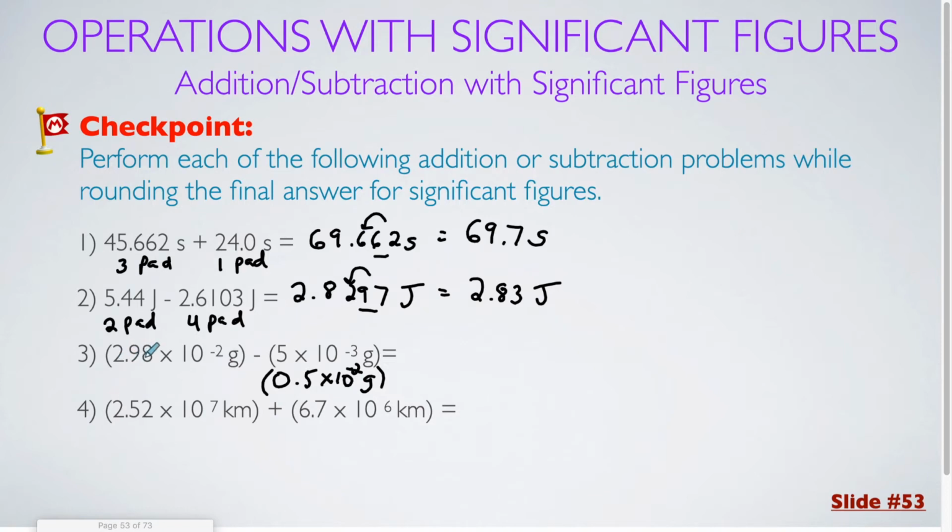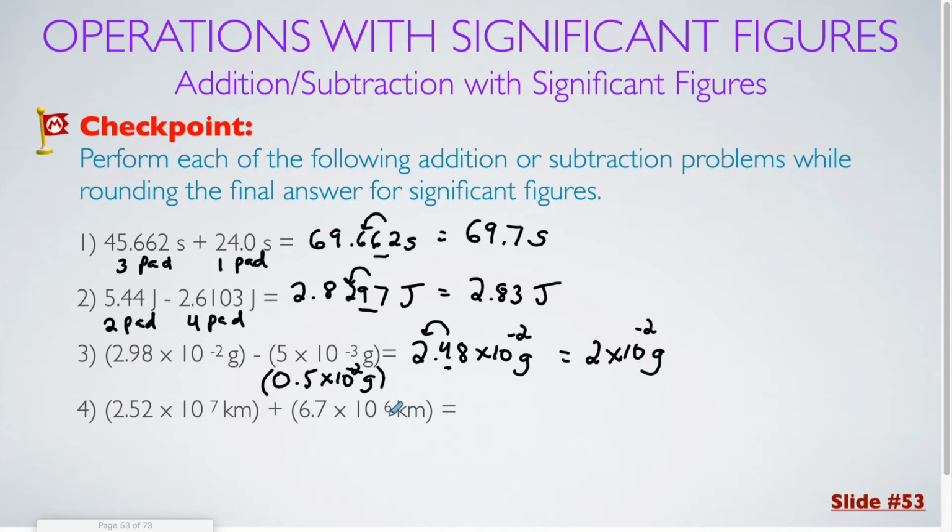So I have 2.98 minus 0.5. That's pretty simple. We have 2.48 times 10 to the negative second power, and our unit here is grams. All right, now we have to do the rounding part for significant figures. Based on my original values here, I had 2 places after the decimal and 0 places after the decimal. This was a whole number. So I'm going to have to round this to a whole number too. The 4 is not enough to round up the 2. So this is going to be 2 times 10 to the negative second grams.